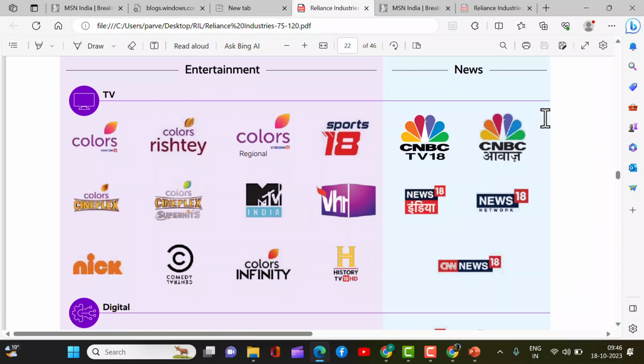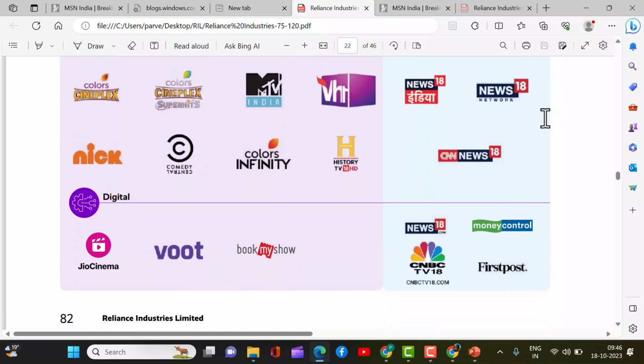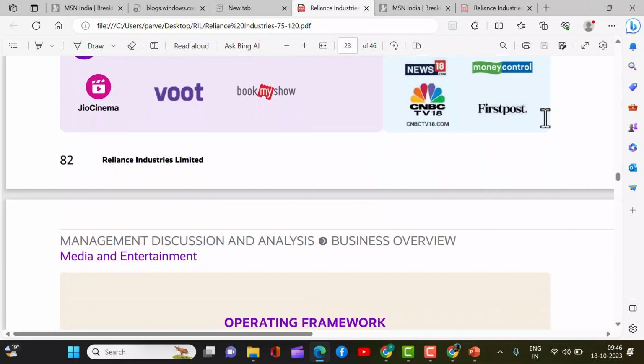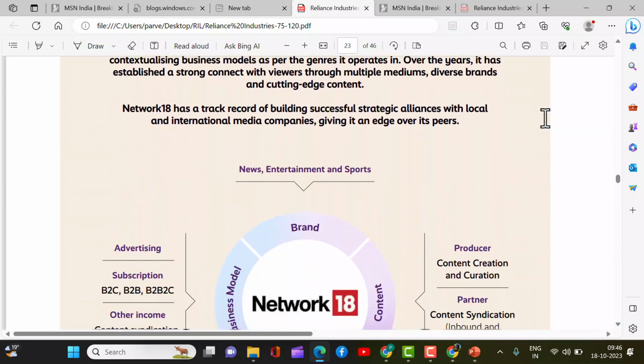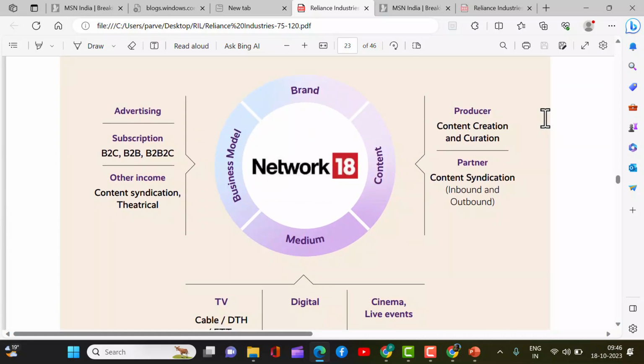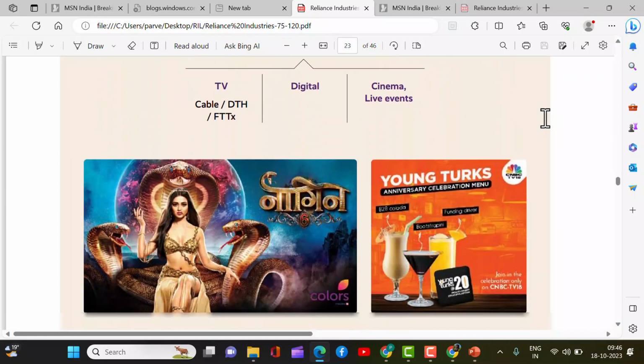Colors, display colors. Then we have CNBC Awaaz and CNBC TV18 English channel. Then lots of others like Music TV was also part of it. Okay. So these are the CNBC News. Okay, that is part of it. So just look at this, this is their business.